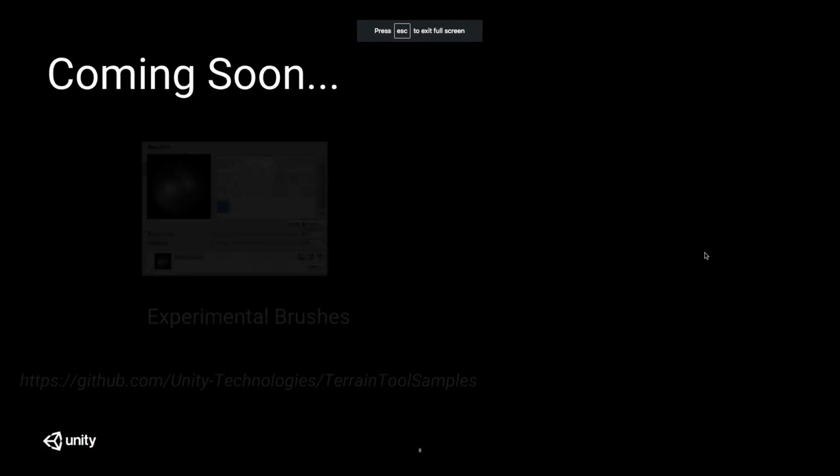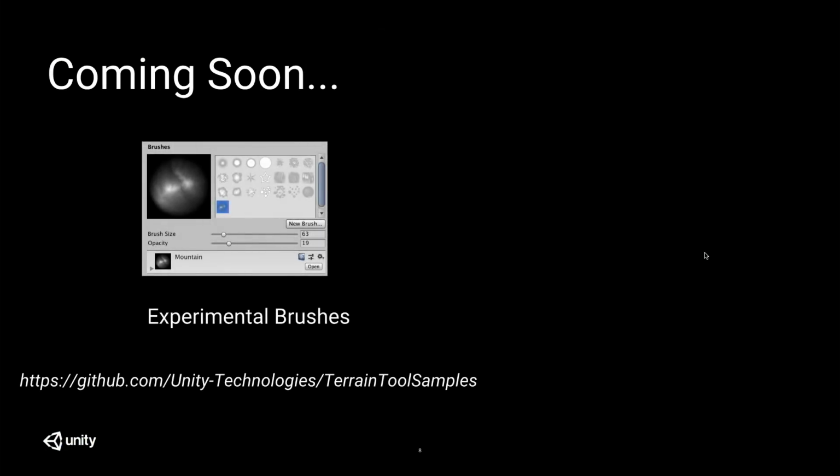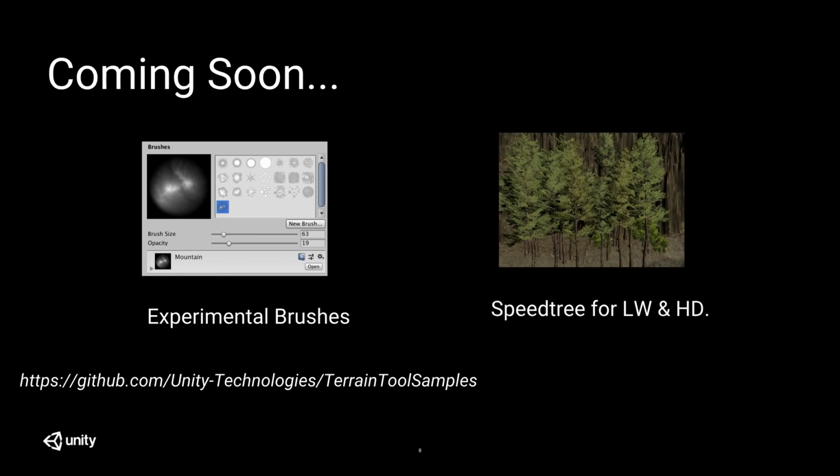So, coming soon. I mentioned earlier these experimental brushes. We are adding more to this Git repository, so if you want to download these and have a play, we're looking at having mesh stamps, so the ability to place meshes, not just using PNGs. There's a random brush, and there's all sorts in there that the Awesome Terrain team have been working on. And then, as I mentioned earlier, we're going to be looking at support for SpeedTree movement for lightweight and HD.